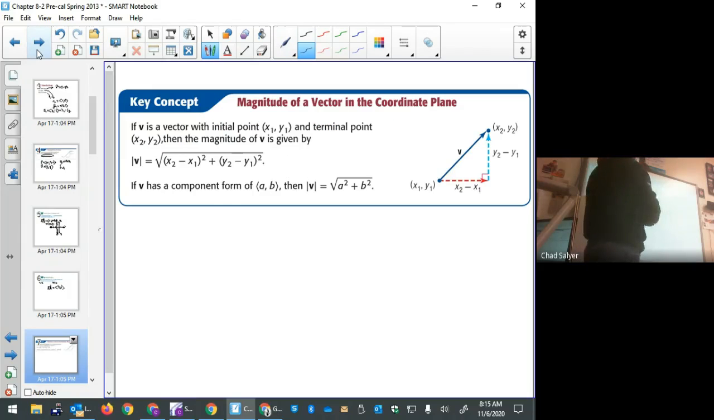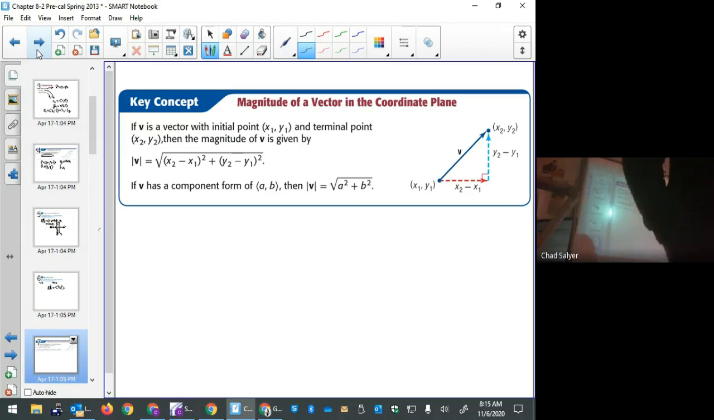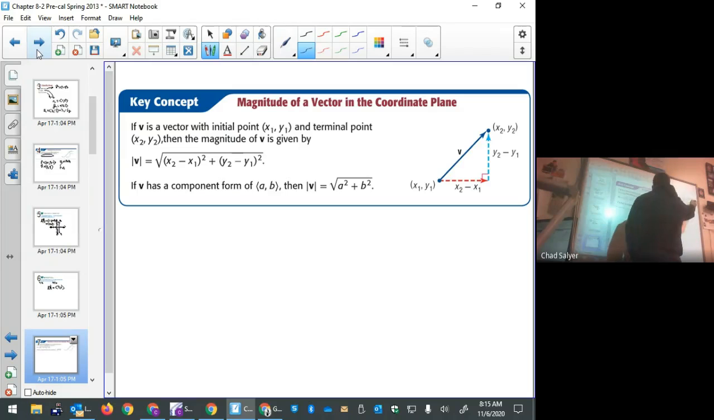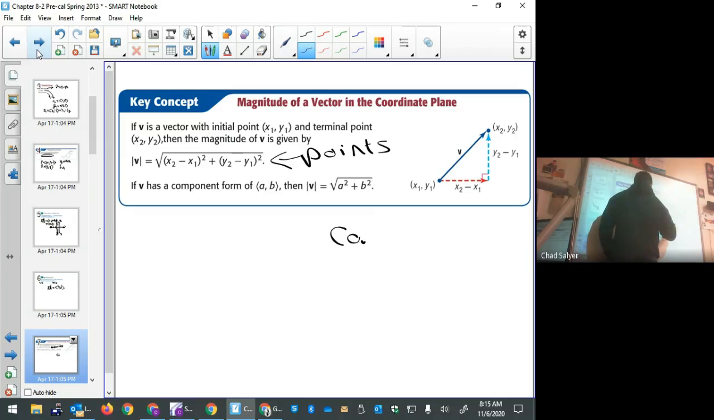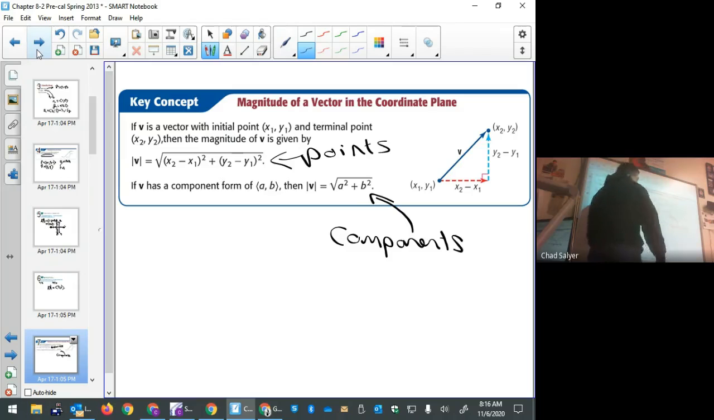Okay, magnitude. So one of the other things we need to know about a vector is its magnitude, its displacement along this path. And that is given by something very similar to the distance formula. So if you're using the points, use this one. Formula, excuse me. If you already have it in component form, you can use this one. Now notice the absolute value symbols here.